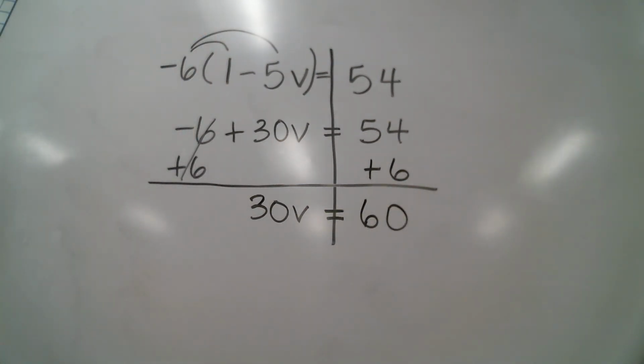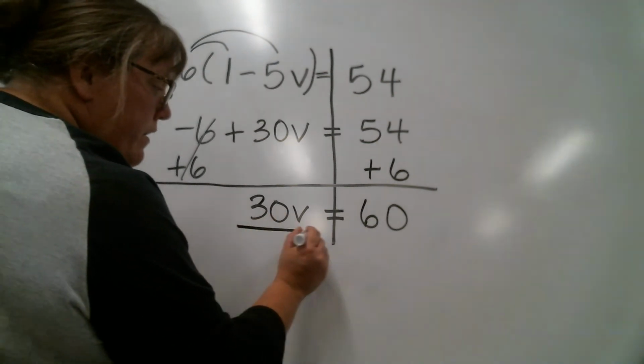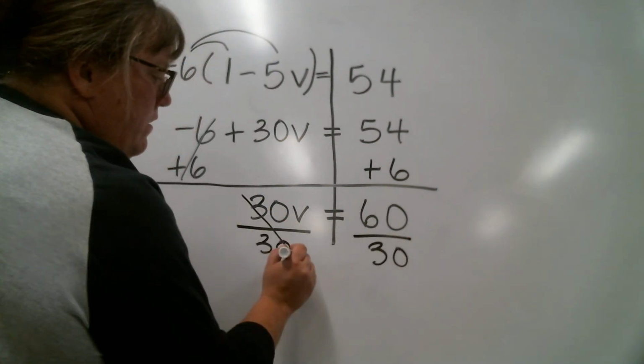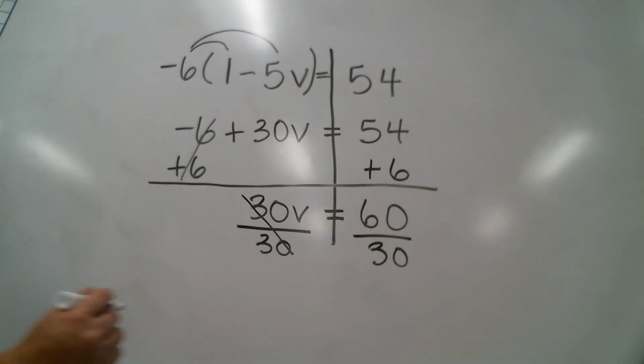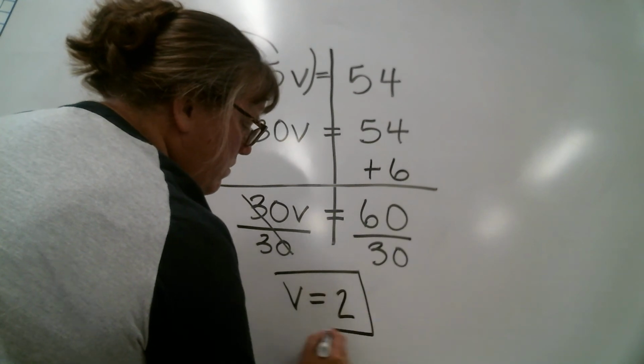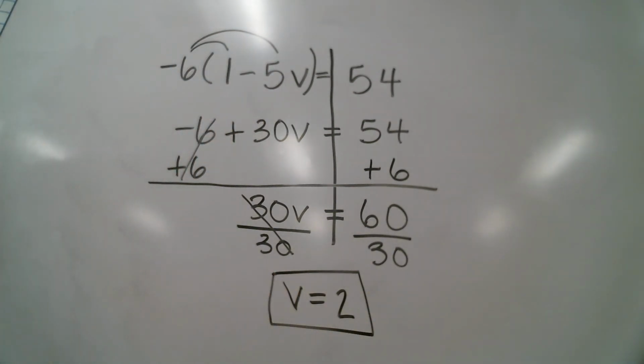And then the last thing I have to do to get the V by itself is divide this 30. 30 divided by 30 cancels out. So I've got V equals 2. Okay.